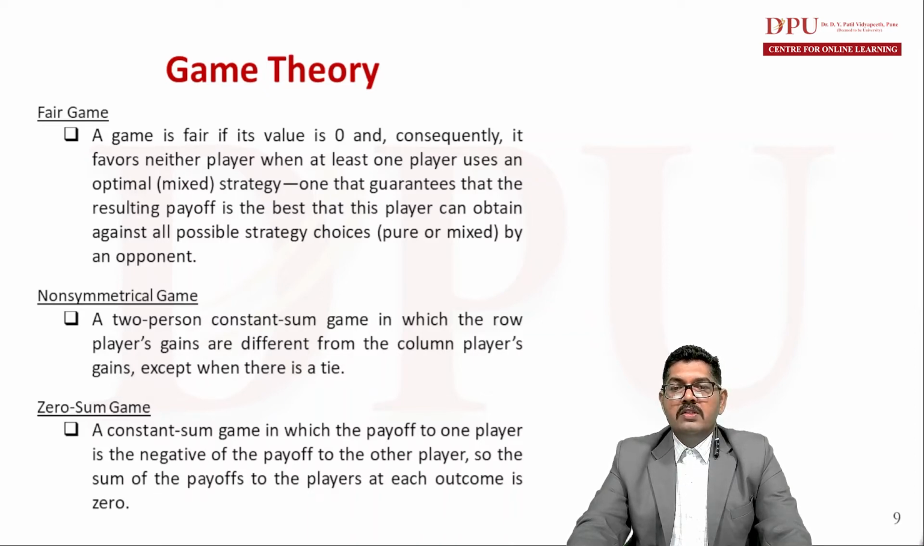A two-person constant sum game in which the row player's gains are different from the column player's gains except when there is a tie. Then there is a zero-sum game, a constant sum game in which the payoff to one player is the negative of the payoff of the other. So the sum of the payoffs of the game is 0. So payoffs are the same with different signs. If one player gets a payoff of +1, the other gets a payoff of -1, then the sum of the game is 0, because +1 and -1 is equal to 0, and therefore this game can be called a zero-sum game.